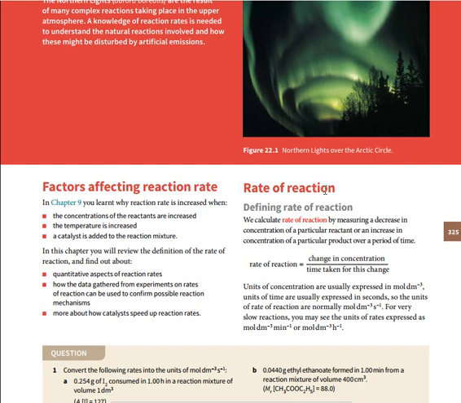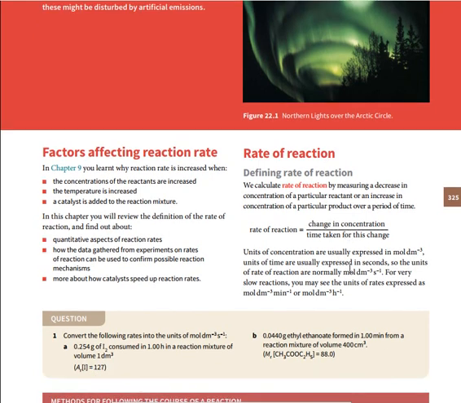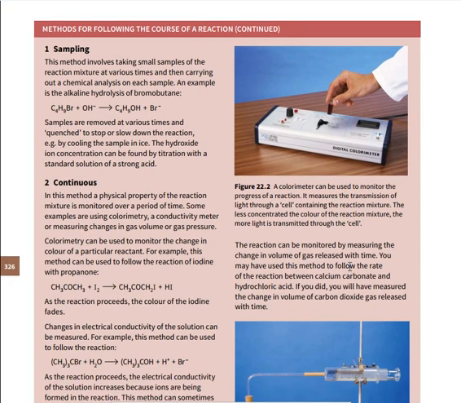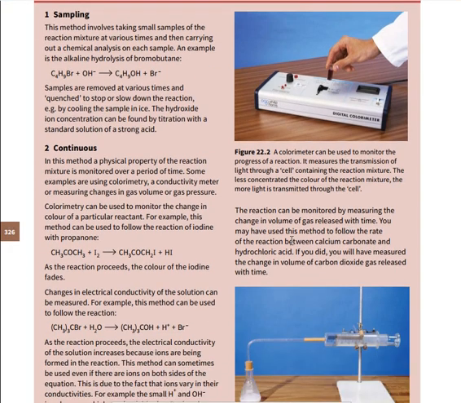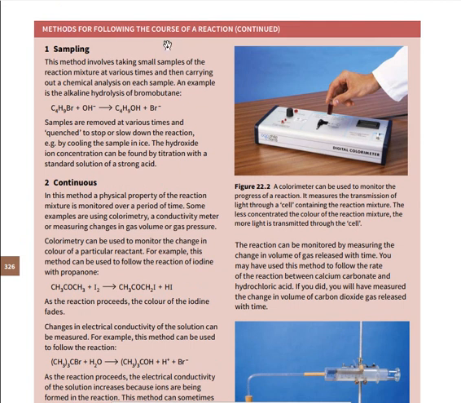You need to know the rate of reaction is the change of concentration with respect to time. That is just how we define rate of reaction. Now we have different methods to follow the rate of reaction. We can use sampling. This method involves taking a small sample of the reaction mixture at various times and then carrying out chemical analysis on each of the samples.